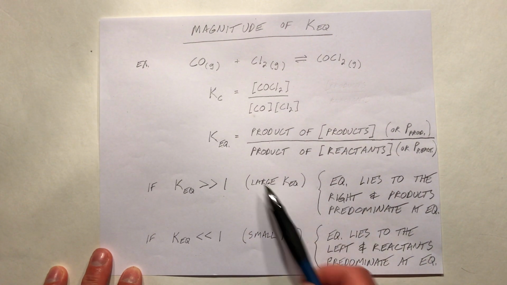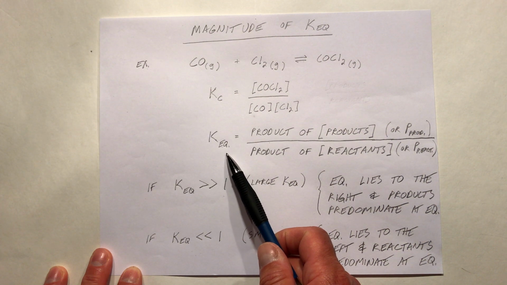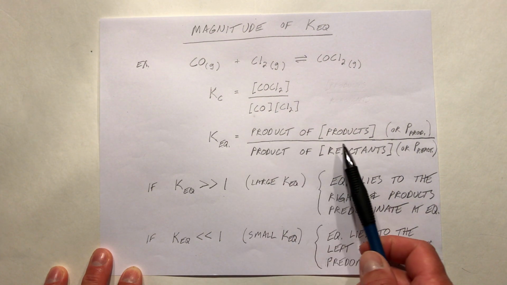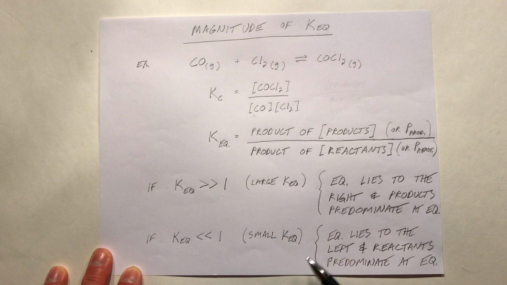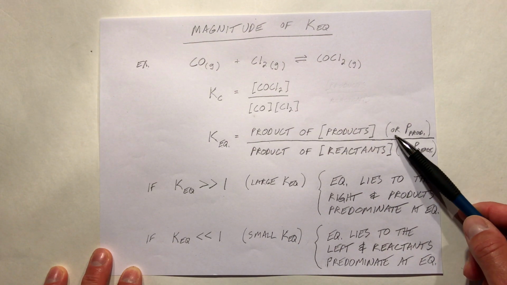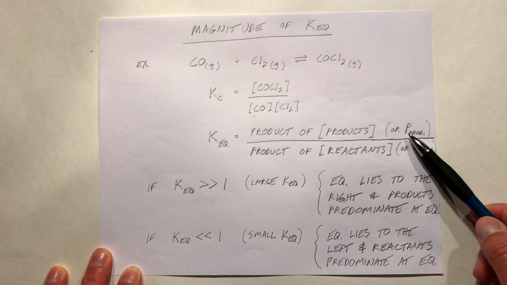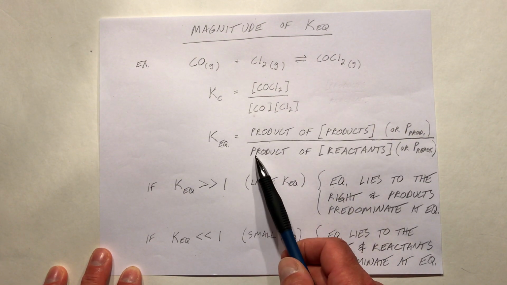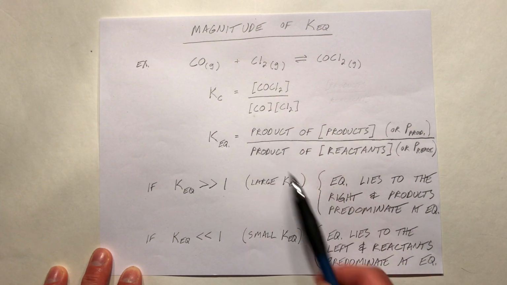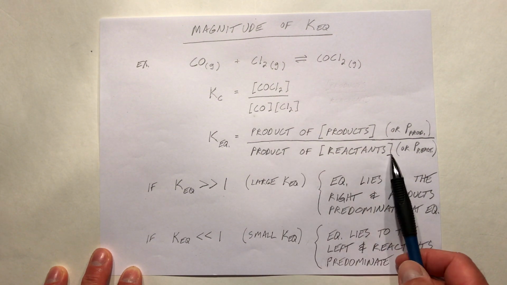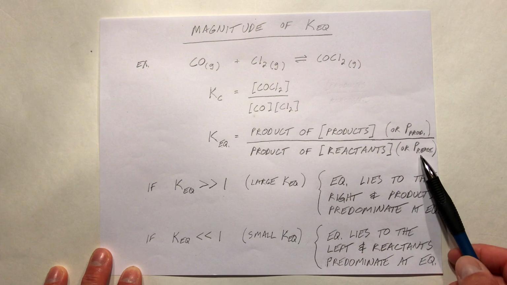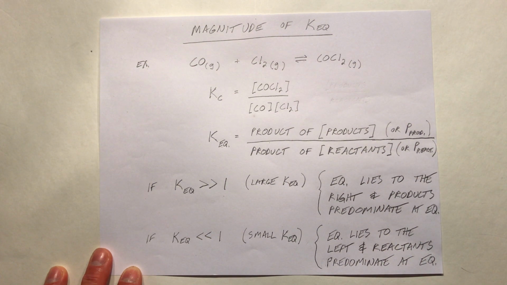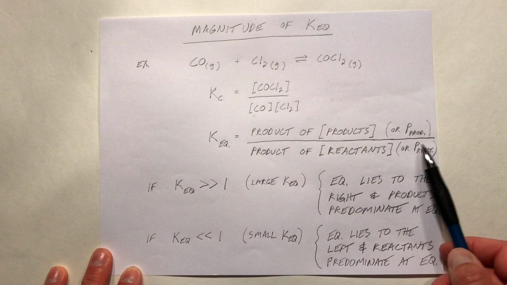Now notice that, in general, the equilibrium constant is equal to a product of the concentration of the products, or if we're dealing with pressures, a product of the partial pressures of the products raised to the appropriate powers, divided by the product, or the multiplication, of the concentration of the reactants. Or if we're dealing with pressure, it would be the pressure of the reactants. And that would be Kp if we had pressures involved.